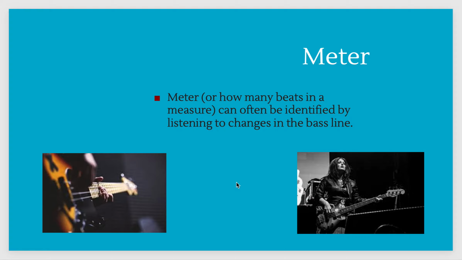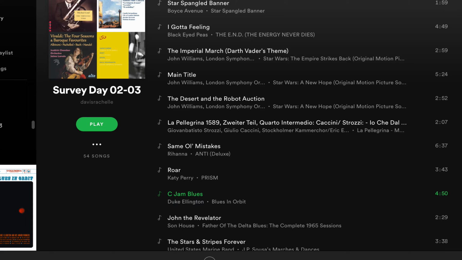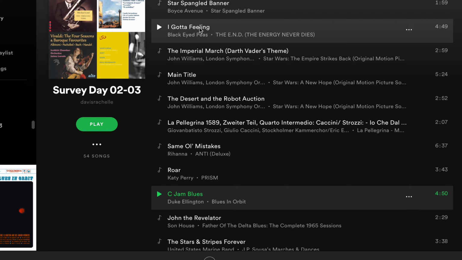And so here is an example. We'll go back to I Got a Feeling because I'm obsessed with the piece right now. But listen to the bass line, and it'll tell us kind of when the bass changes is when the beginning of each new measure.